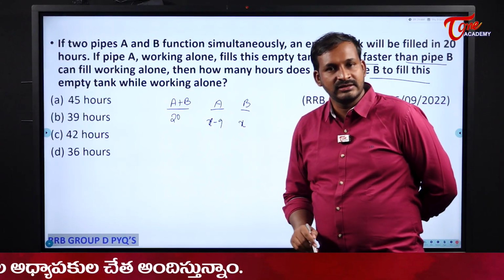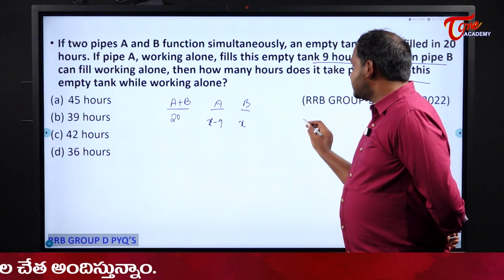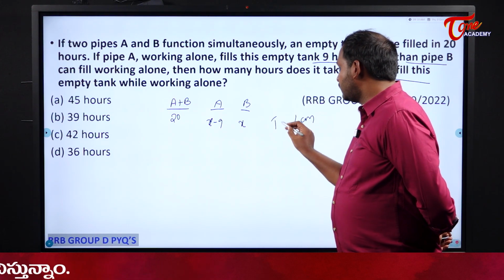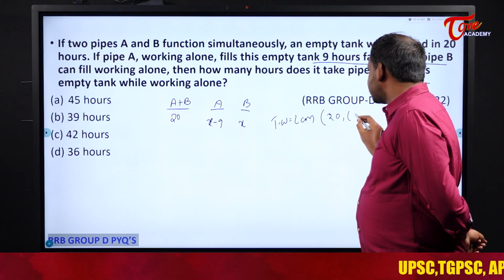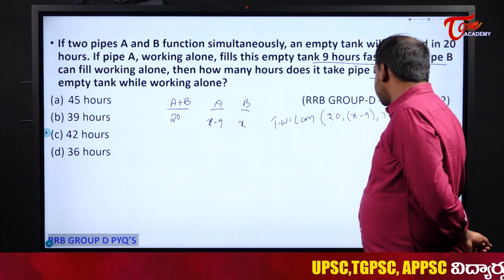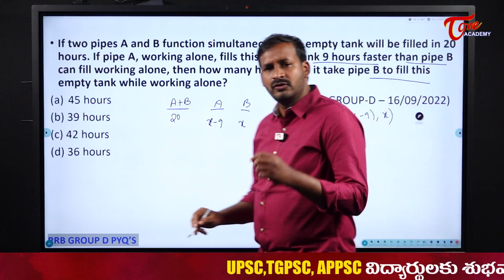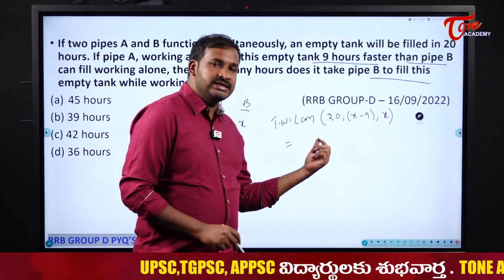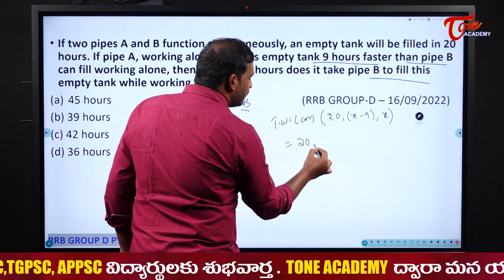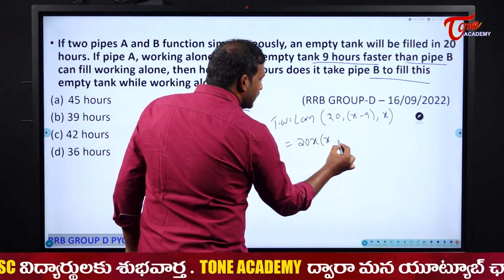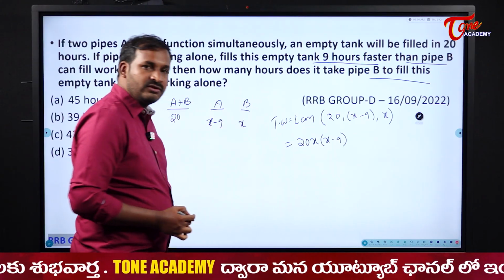So students, we know one thing. What is it? LCM of times. Total work is equal to what? LCM of 20, x minus 9 and x. So what is the LCM of these three? If you were not able to find the LCM, simply multiply all the three. So that means what is my LCM now, or total work, will become 20x into x minus 9.